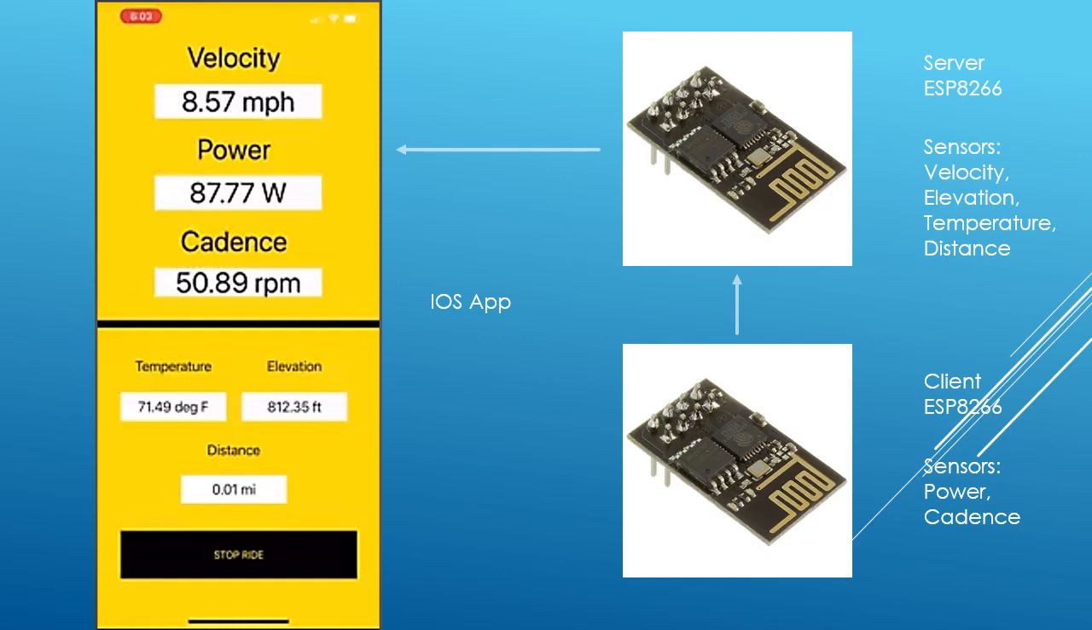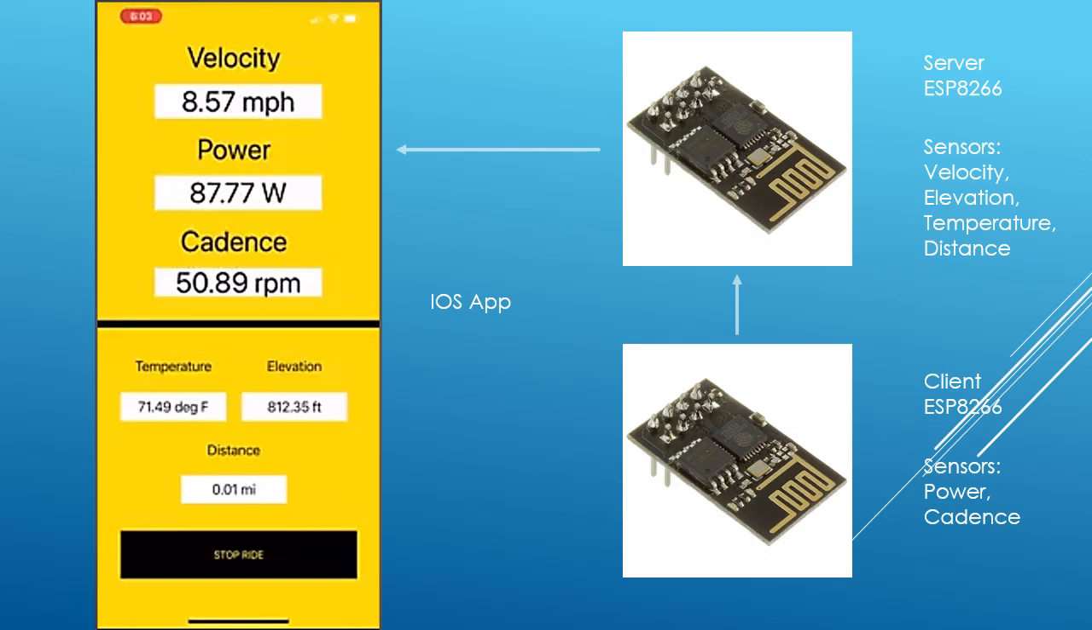Our project calculates velocity, elevation, temperature, distance, power, and cadence. In order to save money and produce cheaper accessories, we are calculating these metrics ourselves using sensors and microcontrollers along the bicycle. All 6 metrics are calculated on the bicycle, but power and cadence specifically must be calculated on the rotating crank arm, making it impossible to connect wires to components.